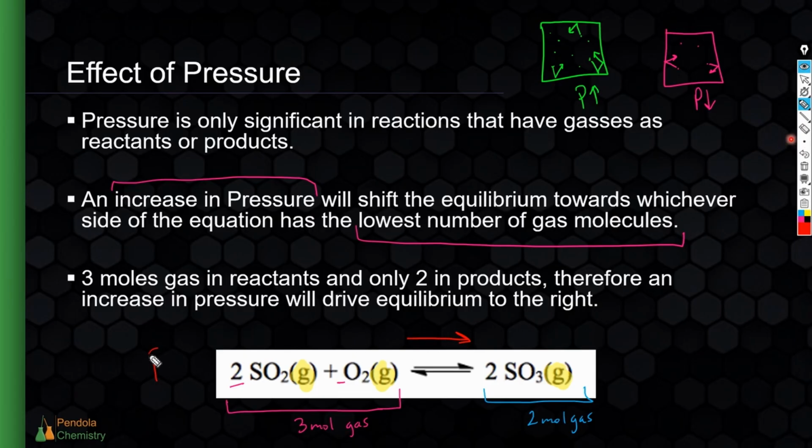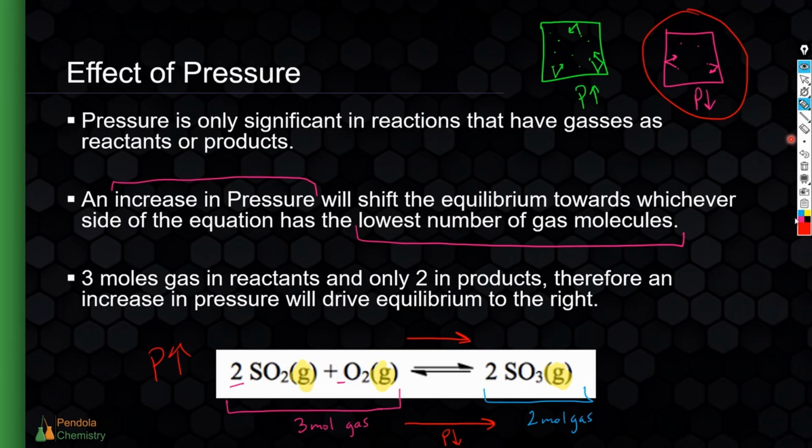Why would that be? If we increase pressure, the only way to counteract that increase in pressure is by lowering the number of particles of a gas so the pressure can go down. If we undergo the forward reaction, we go from 3 moles of a gas in the reactants to 2 moles of a gas in the products, which is going to cause the pressure to decrease, as we're going from more moles of gas to less moles of gas.